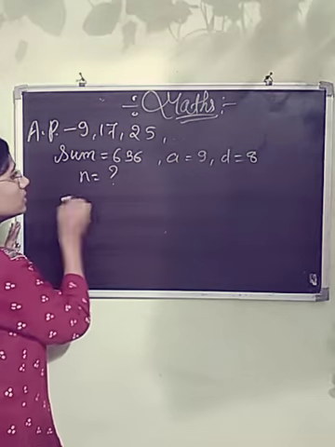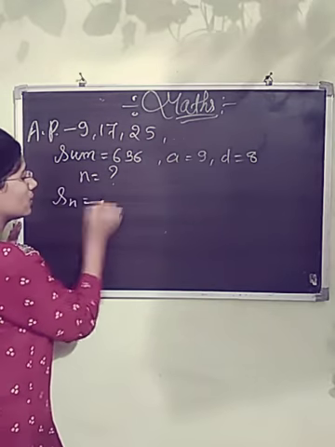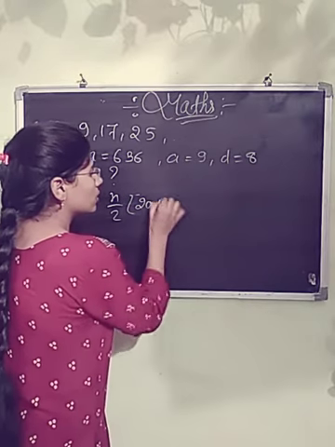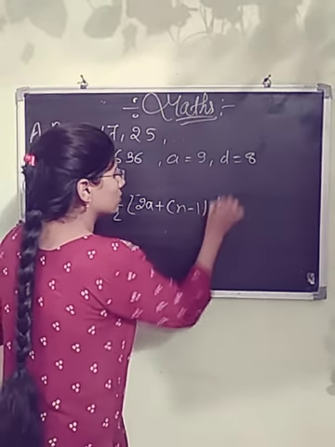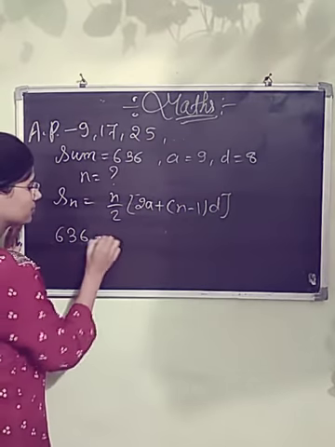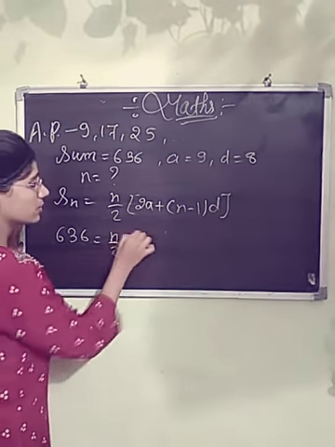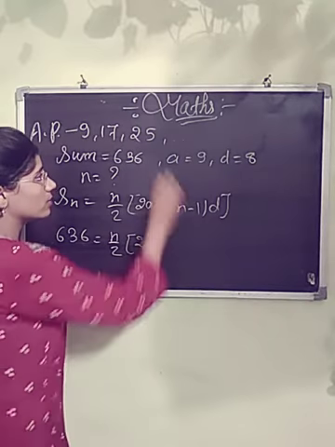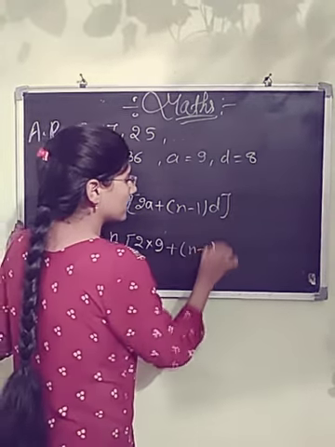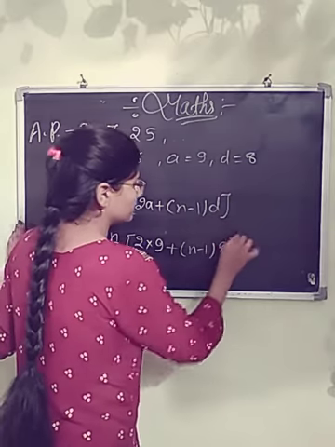Now we will use the first formula, Sn equals n by 2 into [2a plus (n minus 1) into d], isn't it? Now put in the values. n, still we don't have. Twice of a, you can have the value of a, plus n, and again we know d is 8.